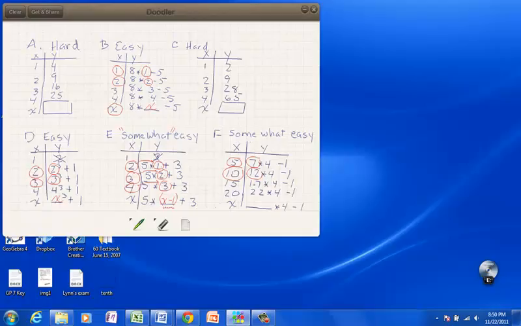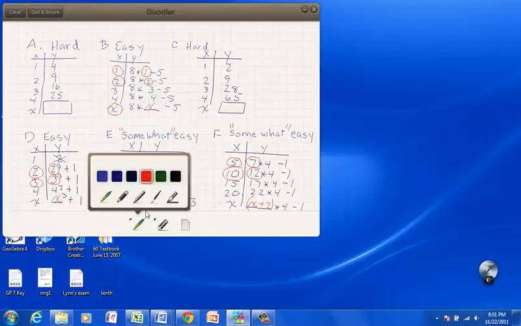15 and 2 is 17. 20 and 2 is 22. So we want this to be x plus 2. And again, group that so that happens first, times 4 minus 1. Again, because this is a little more tricky, we consider this to be somewhat easy.